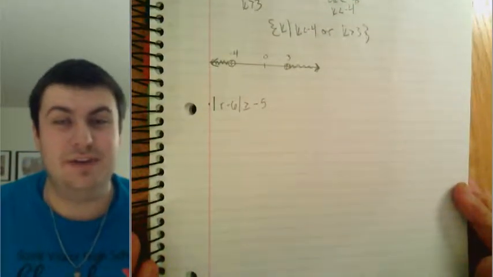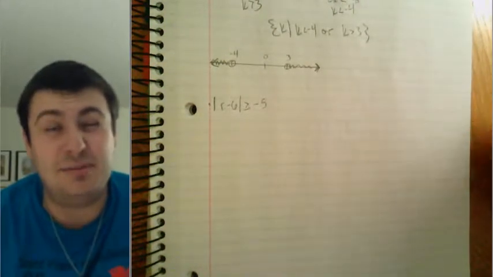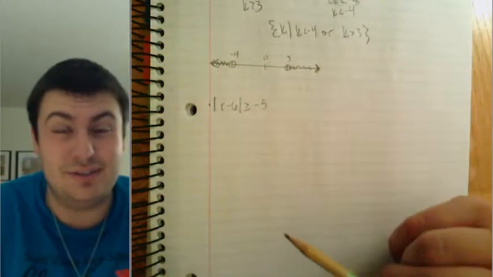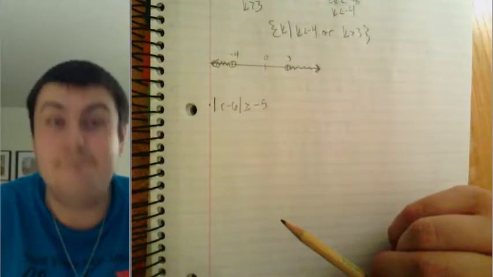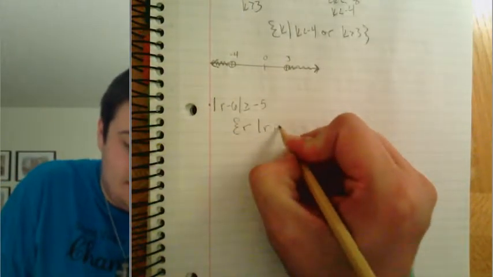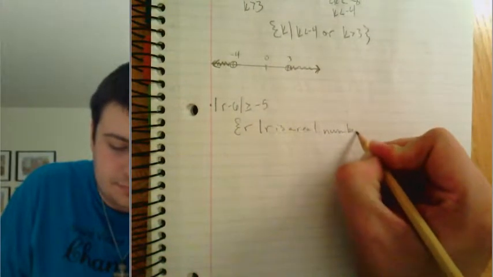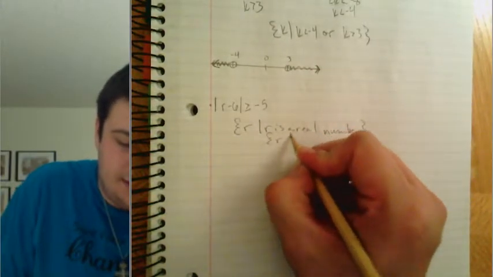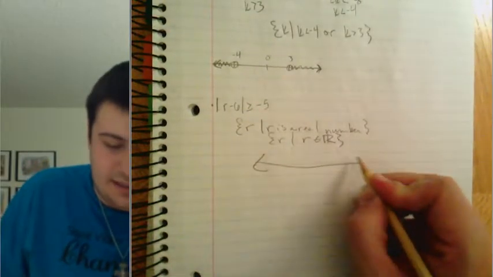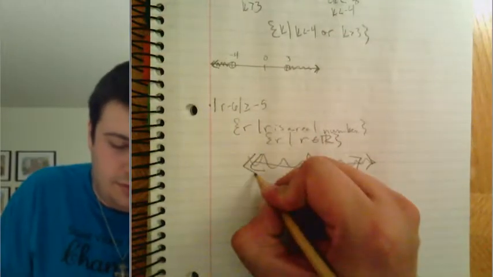Now, if we have the absolute value of r minus 6 is greater than or equal to negative 5, think about it. An absolute value always yields a positive. So is a positive number greater than or equal to a negative number? You betcha. So here we're going to have all real numbers. So we have the set of r such that r is a real number, also known as r such that r is an element of the set of real numbers. And when we graph this on a number line, we graph the whole line.